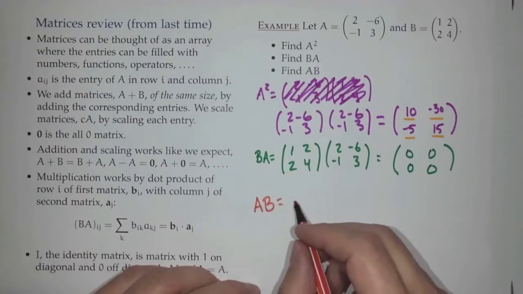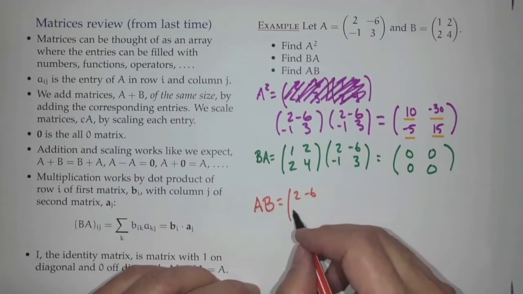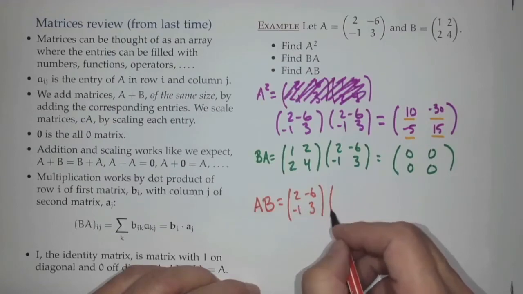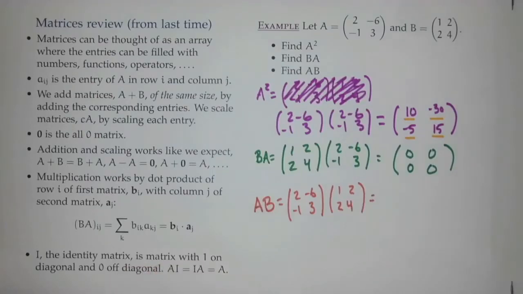All right, so let's try A times B. 2, minus 6, minus 1, 3. 1, 2, 2, 4. Now, before we start, our intuition, if we were thinking about numbers, what should be true? It would be like all zeros, right? Because it says, oh, it doesn't matter, right? A times B, B times A. Let's check.